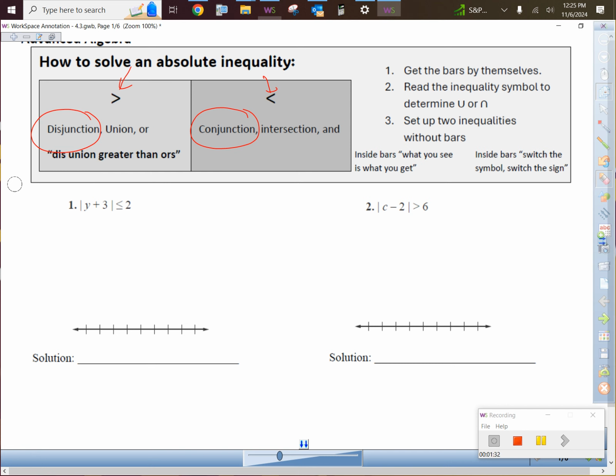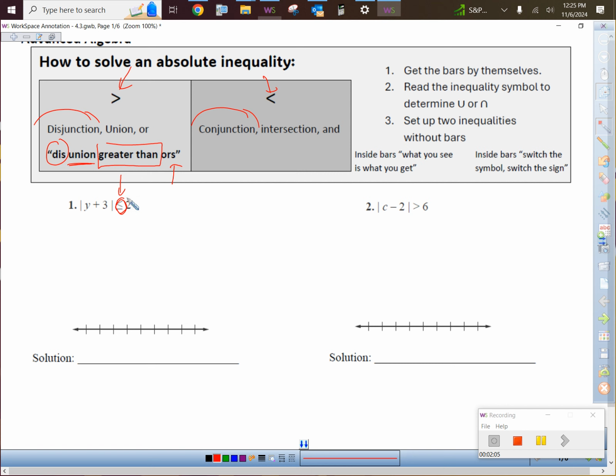Less than. Here is the magic phrase of the lesson: dis union greater than ors. I made that phrase up because dis is short for a disjunction. Union literally means it's going to be a union. Greater than is the symbol that we are talking about, and ors is like the word or, like and versus or. So here's my question: dis union greater than or, is that a greater than symbol? Yes or no? No.